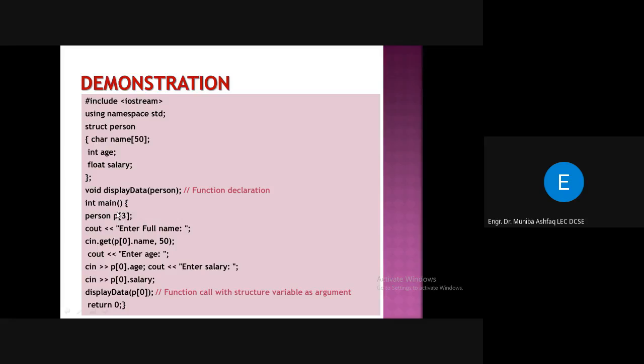It's the same as you did for the arrays. This is the main thing, square brackets, and you specify how many elements must be there in the array. Here the array type is person. This is the declaration for an array, right? P, square bracket, and the number of elements.